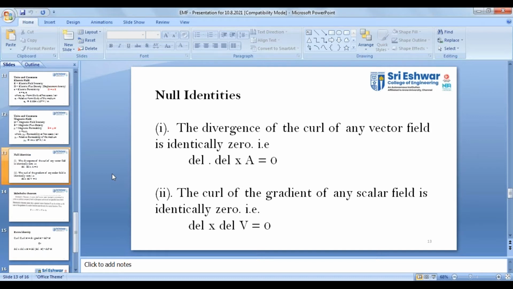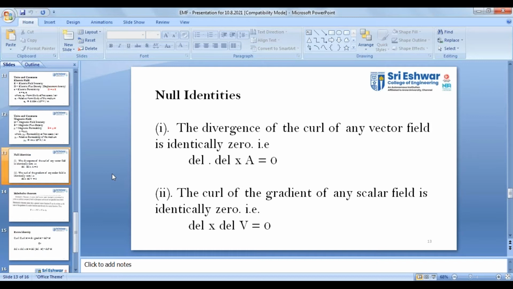Divergence means we are taking the dot product, and we take it with the curl. As we saw when we proved it, the right hand side we operate first. That is del cross A we do first. Then to the answer obtained from del cross A, we take the dot product. That is why it is given as the divergence of the curl of any vector field is identically 0, or del dot del cross A equal to 0. That vector can be anything. It can be A, B, X, Y, whatever it is.